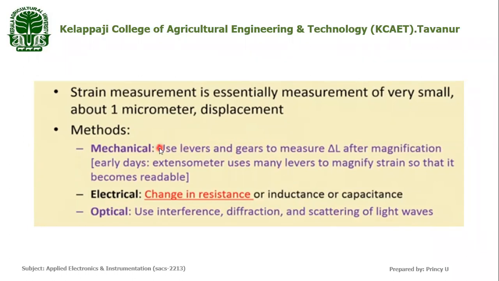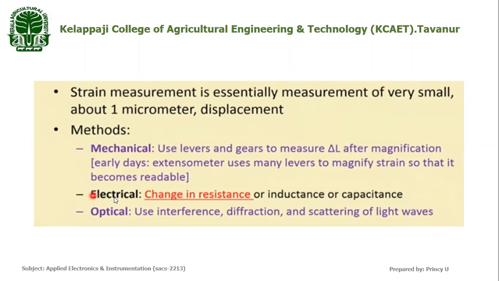Okay, the commonly used method is the electrical measurement method. Electrical property is changed by stress or strain. So change in resistance is used for measuring strain or stress. Inductance or capacitance change can also be used, but commonly we use change in resistance of the material. So this method is the electrical method. And the optical method uses interference, diffraction or scattering property of a material by applying light waves.